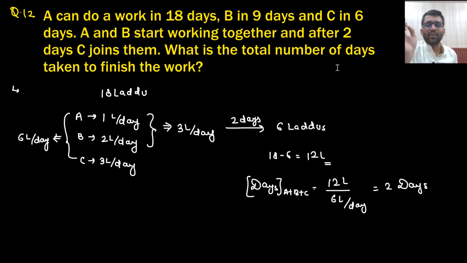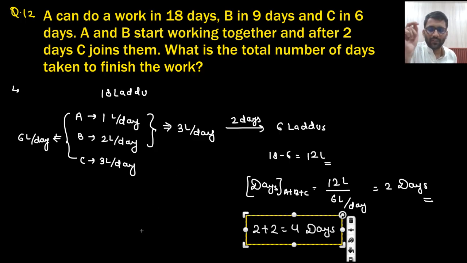So what is the total number of days taken to finish the work? So 2 days plus here also 2 days. So 2 plus 2, 4 days is the final answer. Because for the first 2 days only AB worked, and they have eaten 6 laddus. And eventually C also joined, so they were eating 6 laddu per day. So in 2 days only they can do the work. So 2 plus 2, 4 days. Okay.